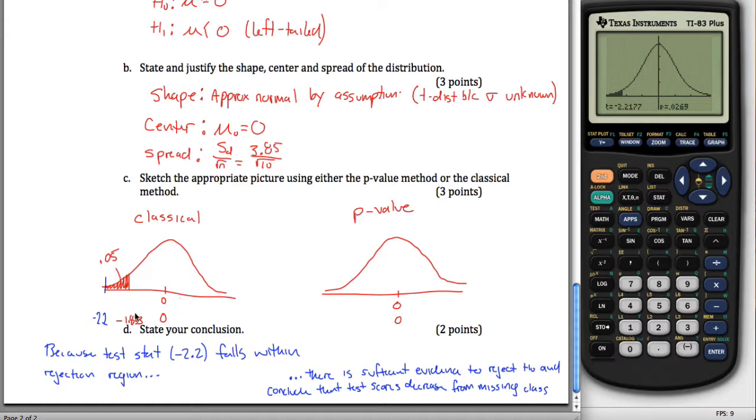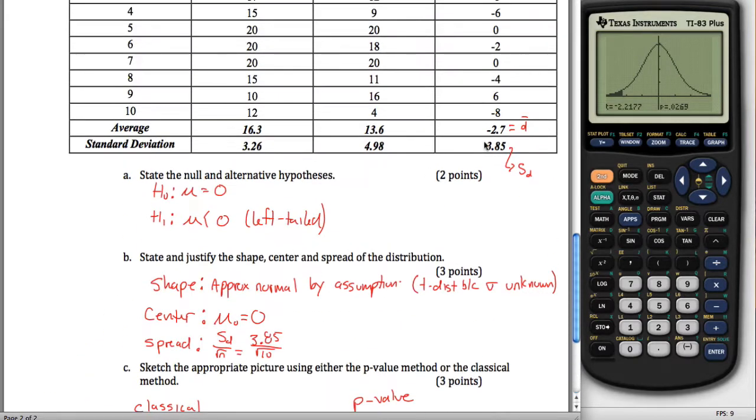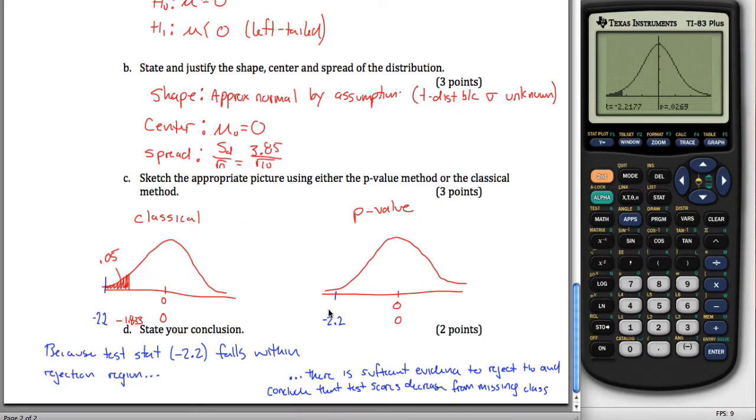If you were going to do this the p-value method, you wouldn't have to use that t-table. You wouldn't have to set up your rejection regions. You'd jump straight to here. You'd say that my test statistic is negative 2.2. That's what corresponds with this difference of negative 2.7.